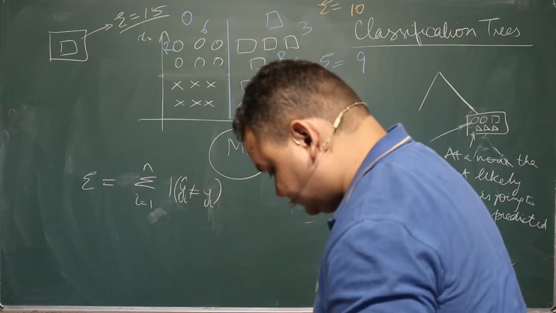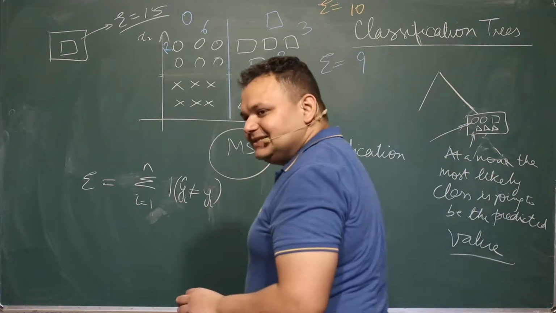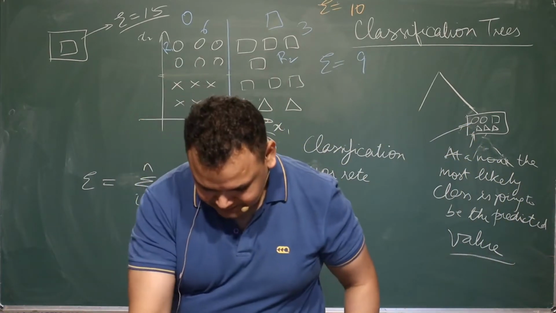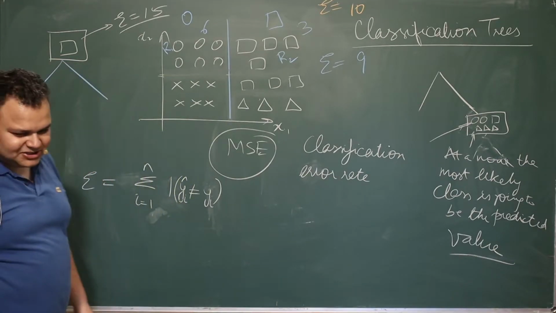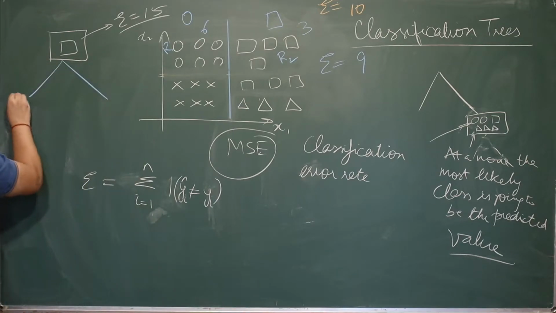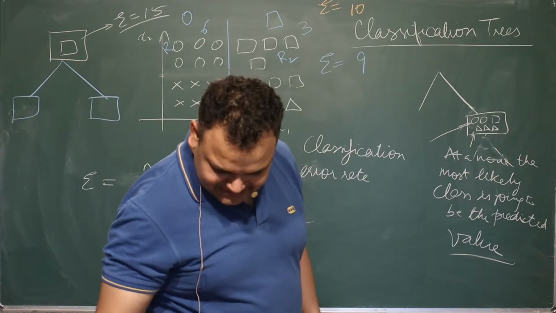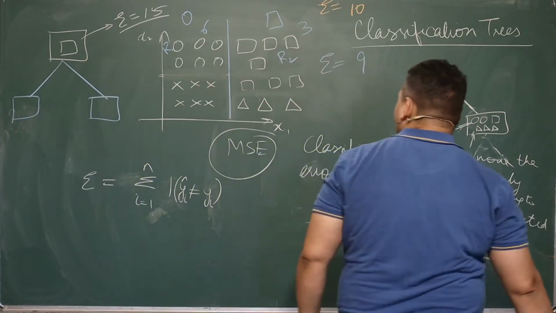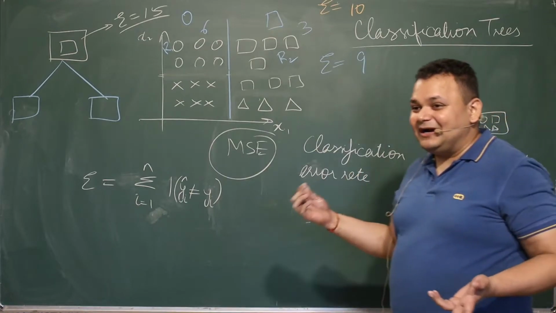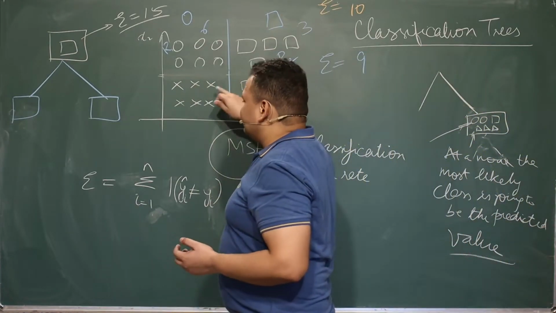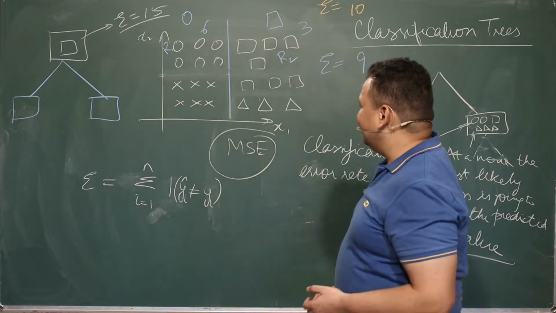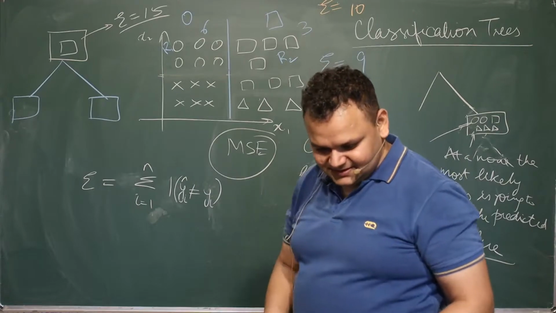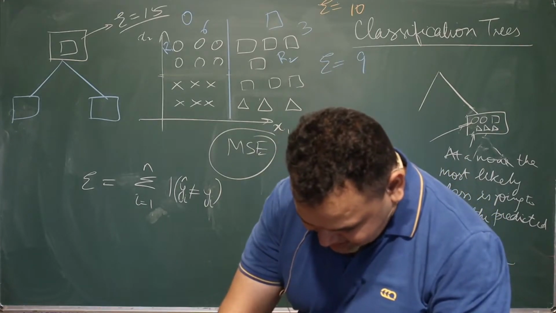So what do you do next? So we have created two partitions. Out of this, the blue, we have created two partitions, the left hand side and the right hand side. Now what do you do next? Can we create another partition from each of these two partitions which will help me improve my prediction? Can I do that? Yes, sir. We can do that.